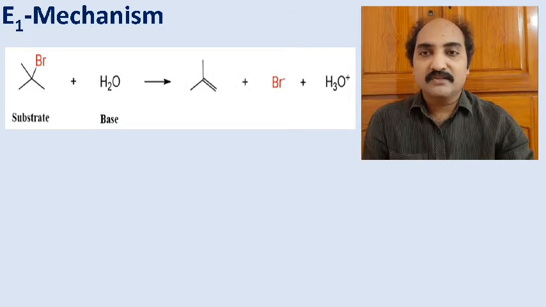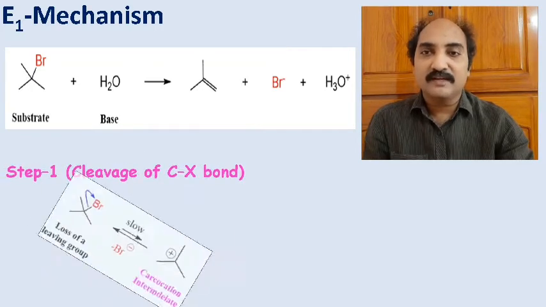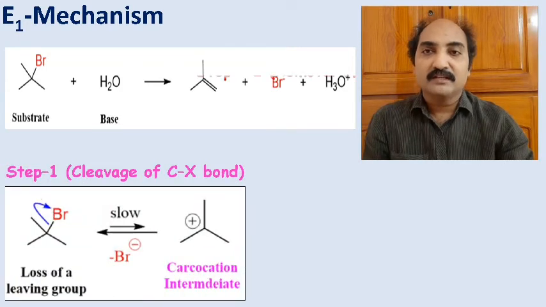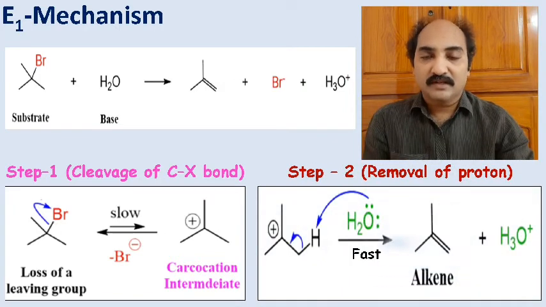Generally, tertiary alkyl halide molecules undergo elimination via unimolecular mechanism. This particular mechanism involves two steps. First step is the slowest step or rate determining step. In this step, the carbon halogen bond gets broken heterolytically, giving you a carbocation intermediate. This carbocation intermediate will further deprotonate in a very fast manner to give you the alkene which is desired.